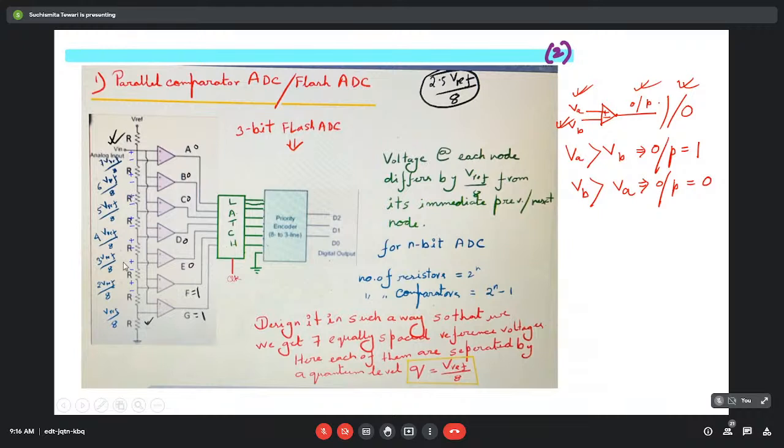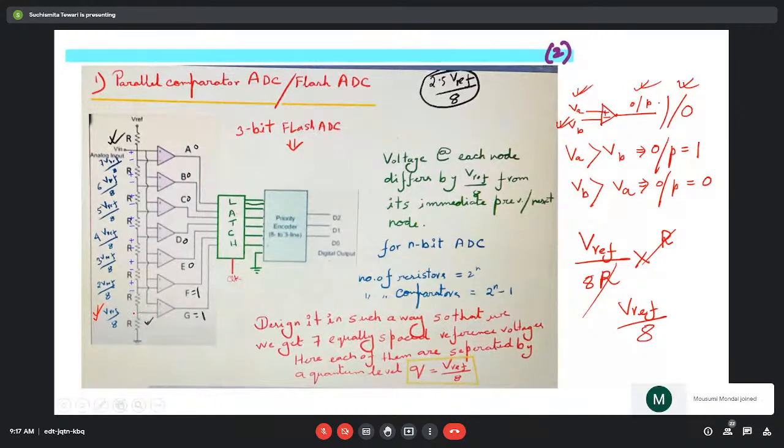So if we calculate it, we will actually get V reference divided by 8, because the total number of resistances here is 1, 2, 3, 4, 5, 6, 7, 8, and it will be V reference divided by total resistance into R. This R and R will be cancelled out, and at this point we will get V reference by 8. Here this is the voltage.